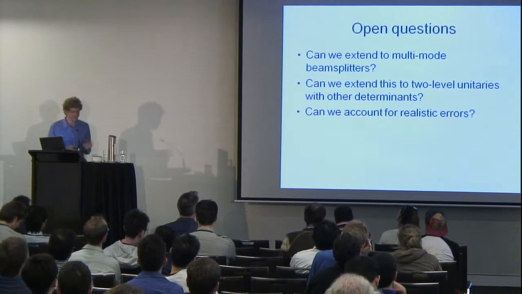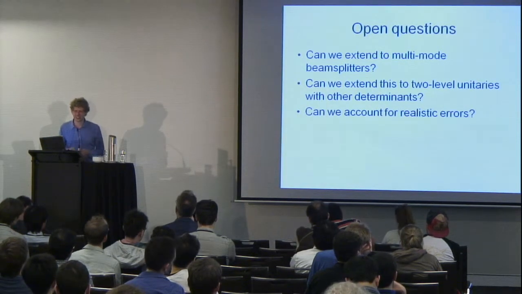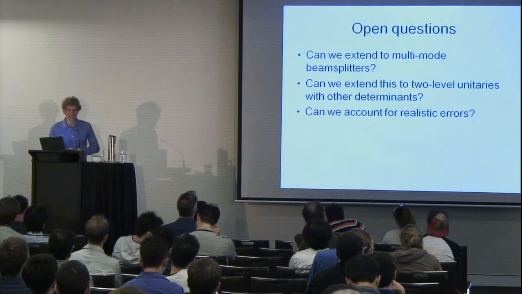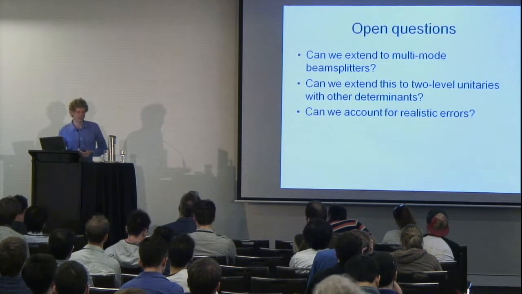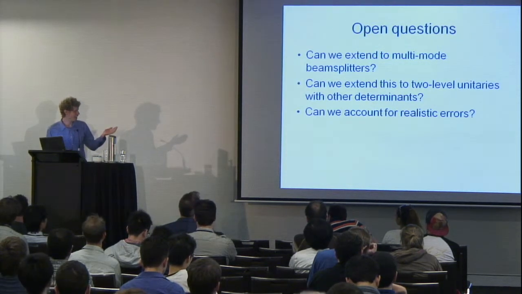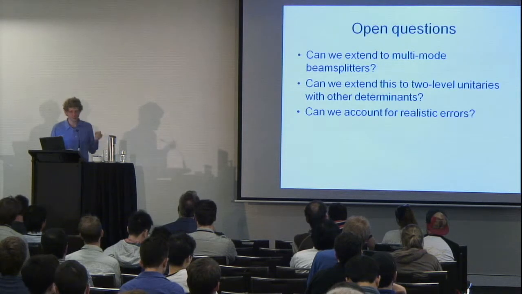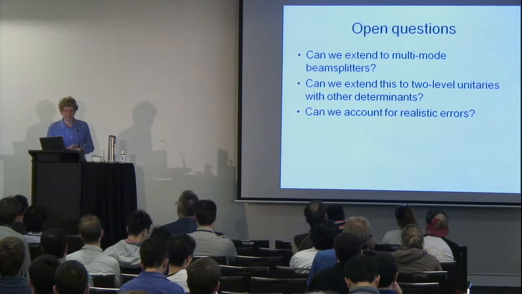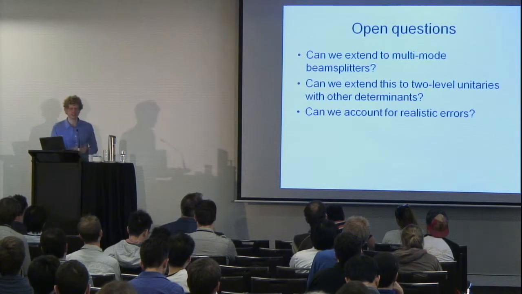All right. So next is, can we account for realistic errors? This problem has been solved in theory land, in which every beam splitter is exactly identical to every other one. It would be interesting to prove that any set of beam splitters which are approximately close to one another are still universal. This I actually think still will be true, but we don't have a proof of this at the moment.